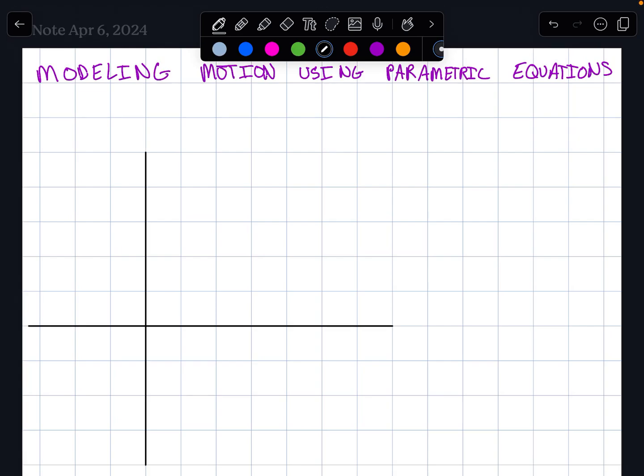Let's look at how to model motion using parametric equations. The first thing to note is we want to know the position of an object. And so perhaps we're in two dimensions, like a y and an x-axis. And for this scenario, let's say we're at a museum and we're looking down with a bird's eye view.